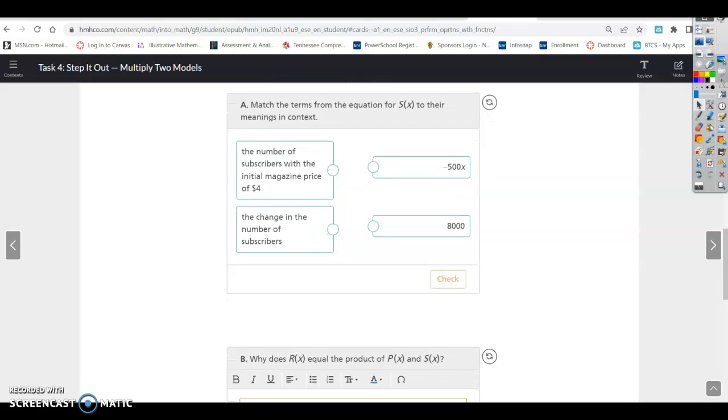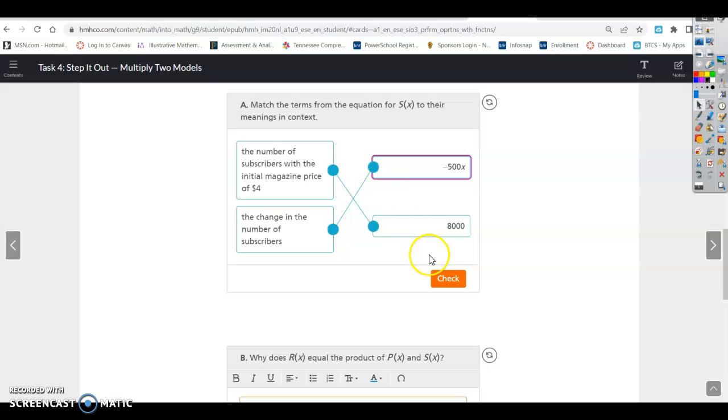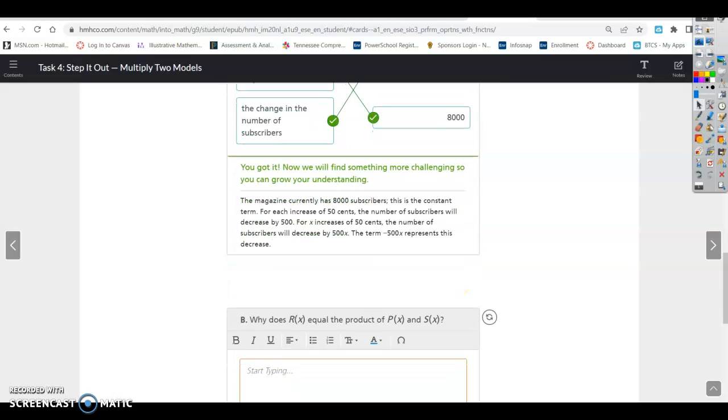All right, so it says match the terms of the equation for S of x to their meanings in context. So the number of subscribers with the initial magazine price of $4, remember that was 8,000. And then the change in the number of subscribers, the minus 500x, was what happened when they raised the cost of the magazine.